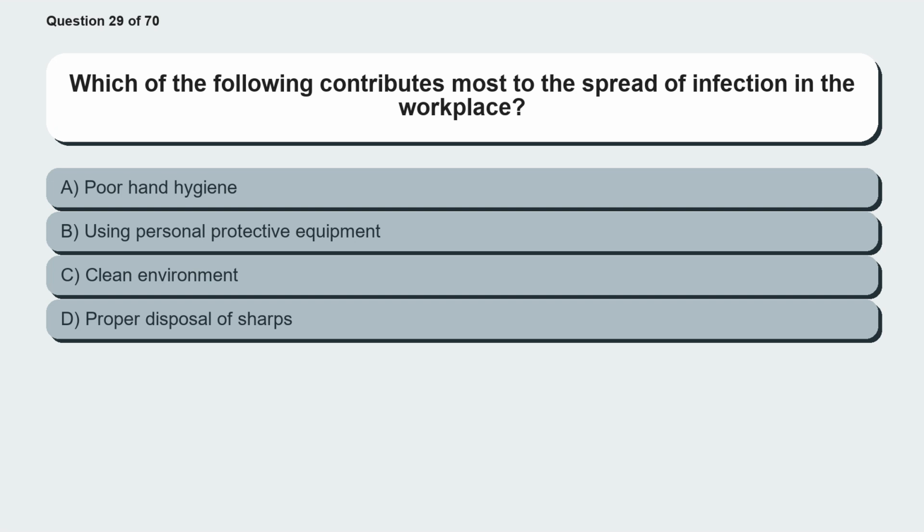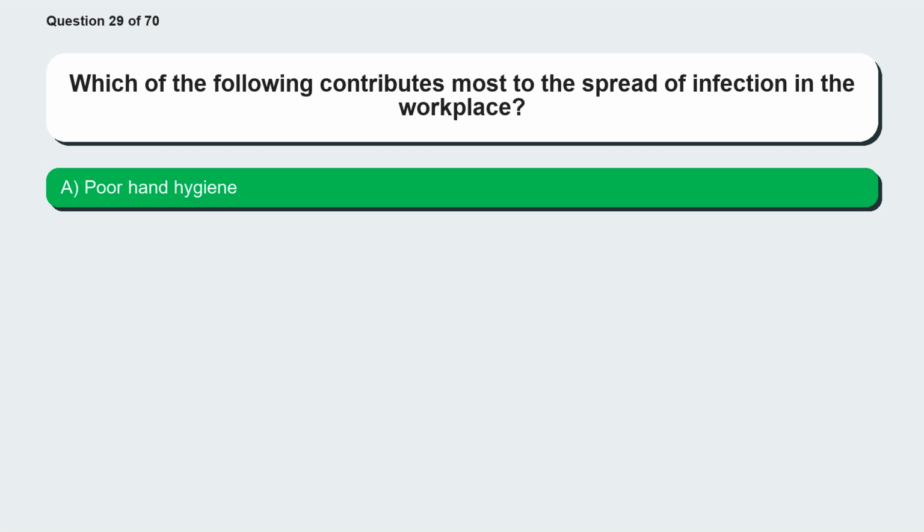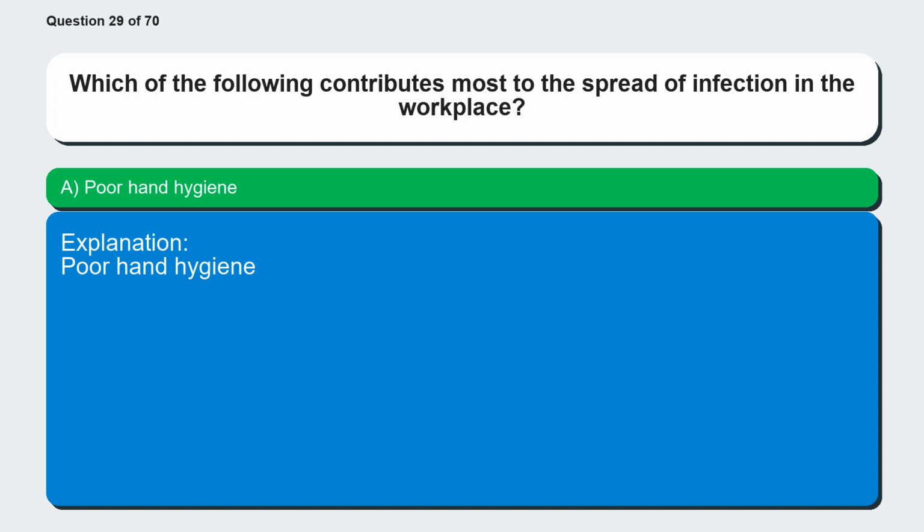Question 29. Which of the following contributes most to the spread of infection in the workplace? Option A. Poor hand hygiene. Option B. Using personal protective equipment. Option C. Clean environment. Option D. Proper disposal of sharps. The correct answer is option A. Poor hand hygiene.